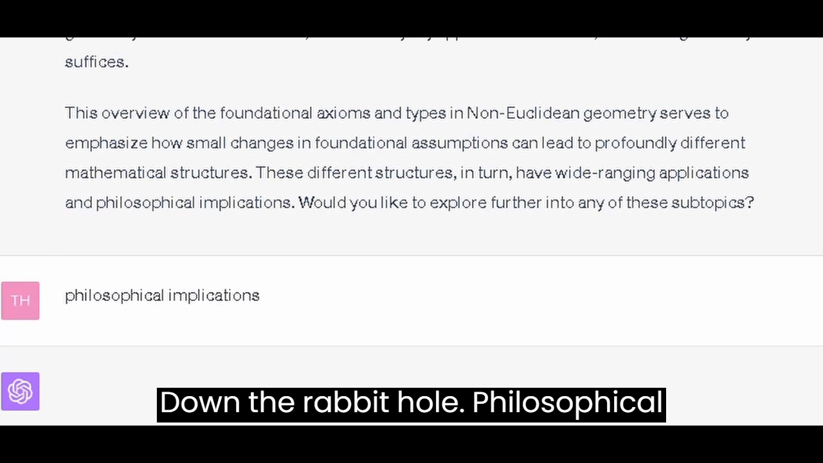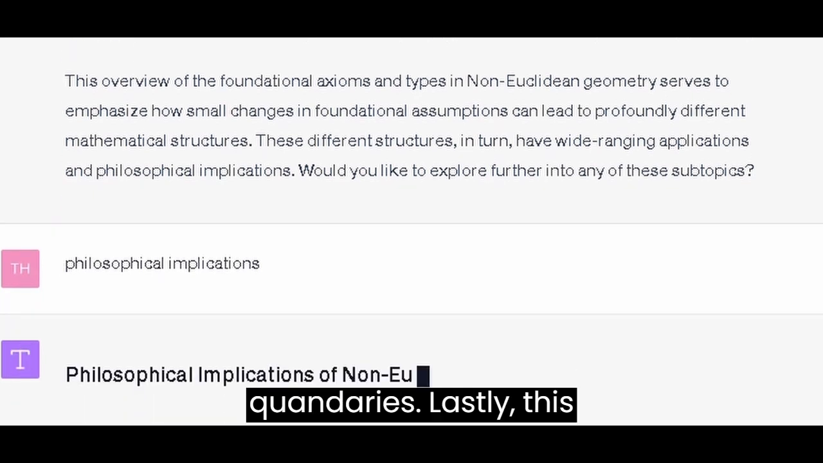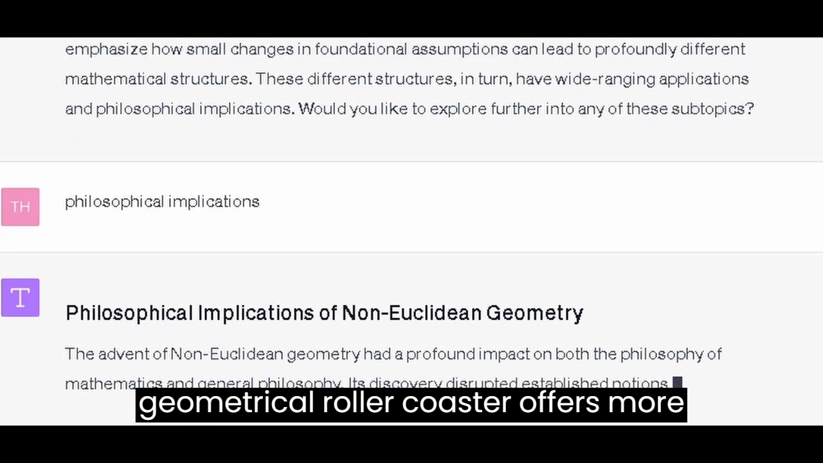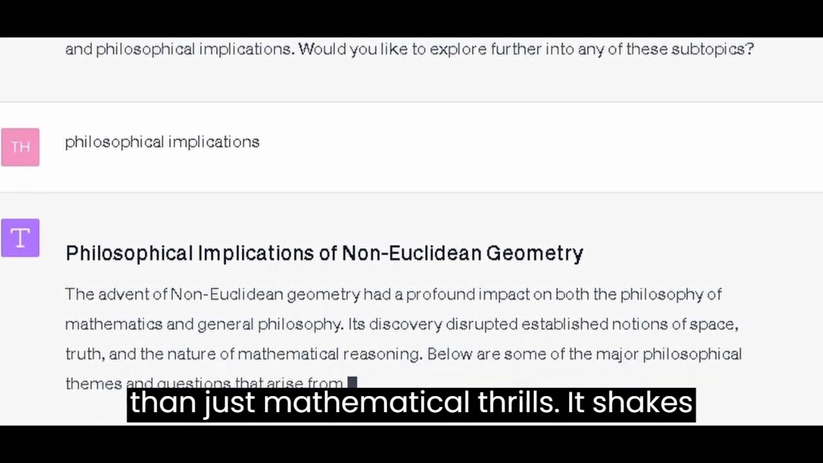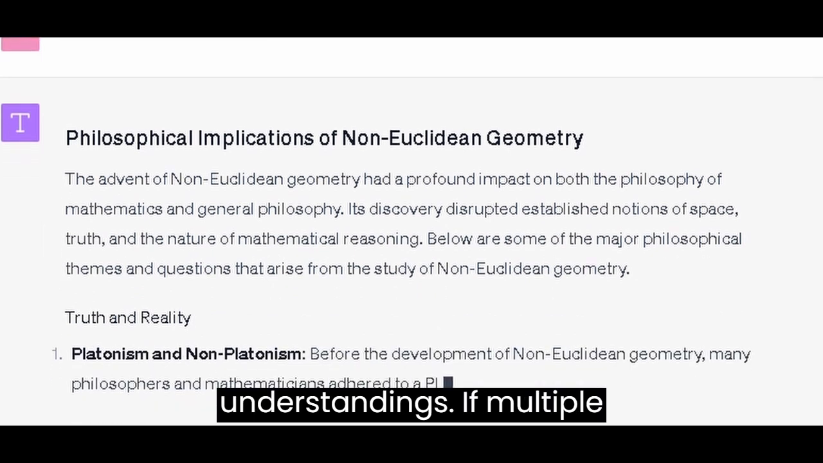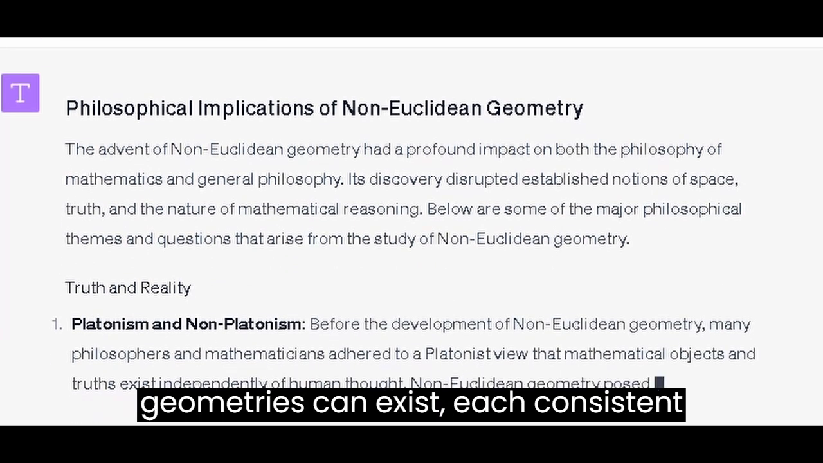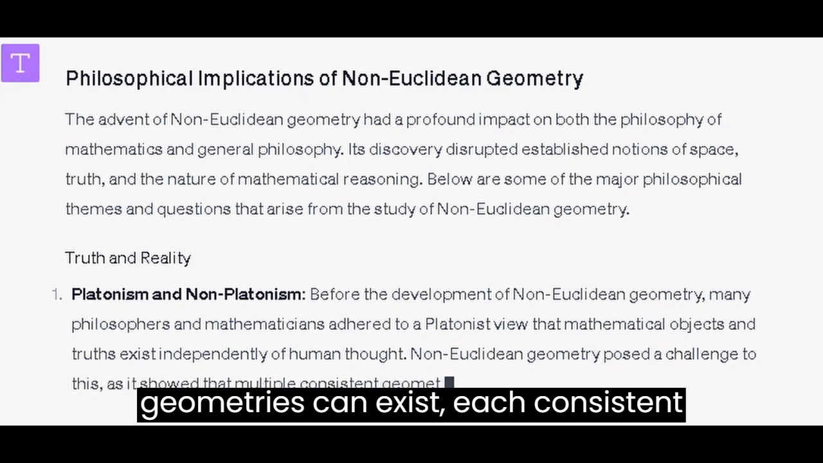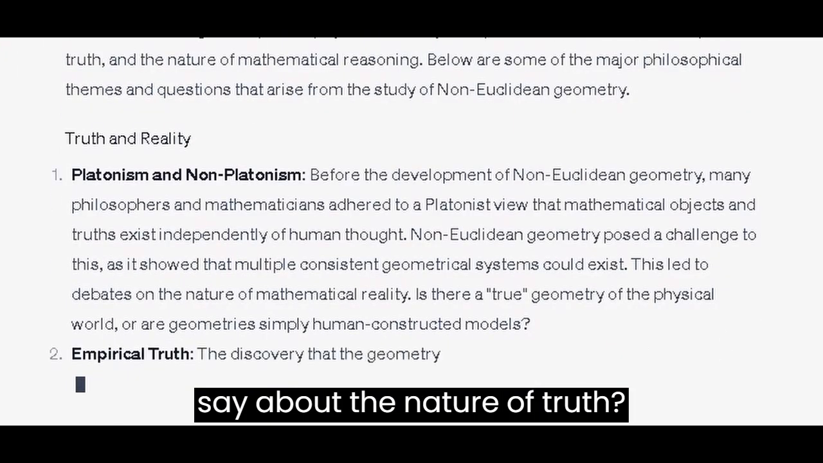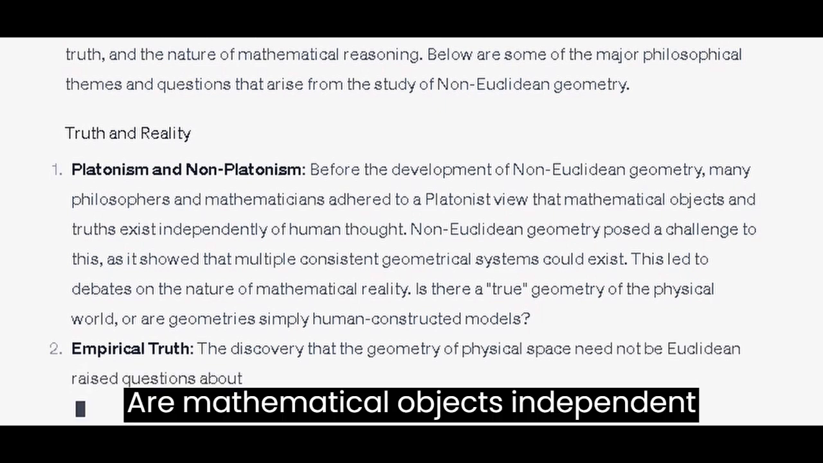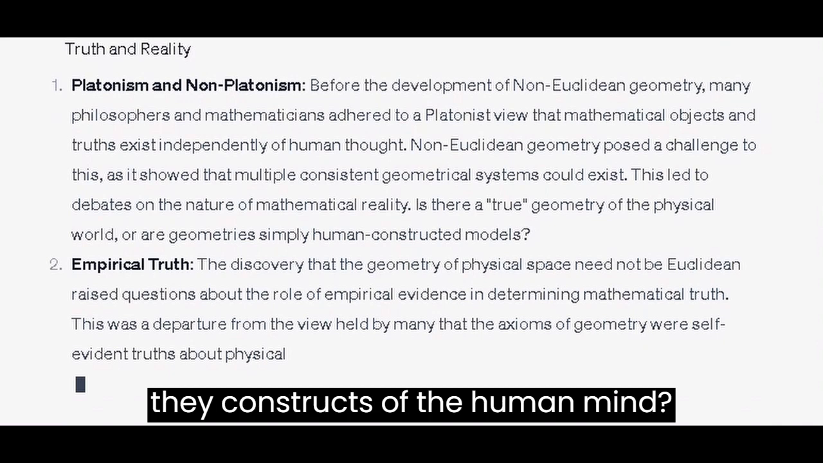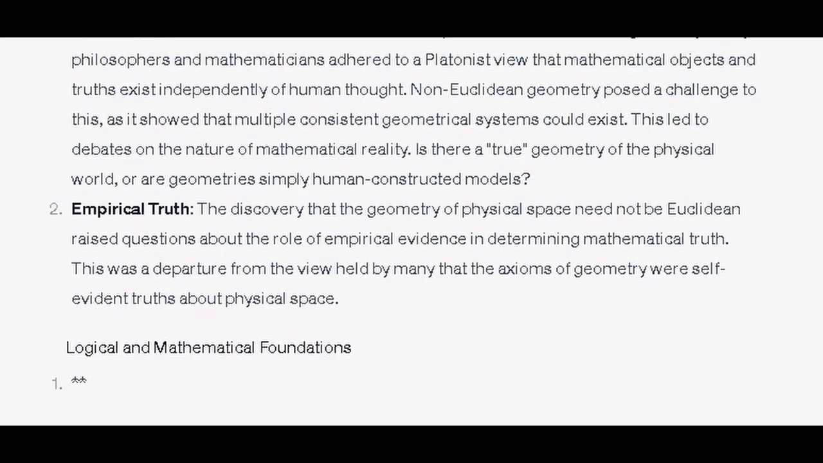Down the rabbit hole, philosophical quandaries. Lastly, this geometrical roller coaster offers more than just mathematical thrills, it shakes the very foundation of our philosophical understandings. If multiple geometries can exist, each consistent within its own framework, what does that say about the nature of truth? Are mathematical objects independent entities that exist out there, or are they constructs of the human mind?